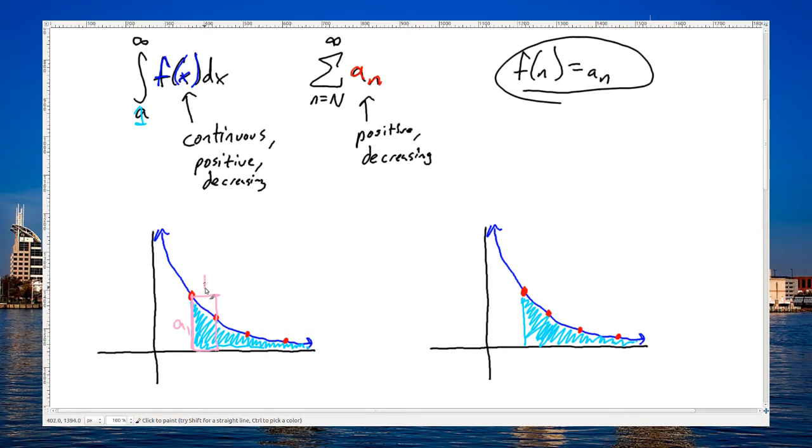Here's the height of this would be a sub 1, the width would be 1, and of course 1 times a sub 1 is a sub 1. Here's a sub 2 times 1. Here's a3 times 1. Here's a4 times 1. And what I want to point out is that this area is bigger. All right, so this series is bigger than the improper integral.